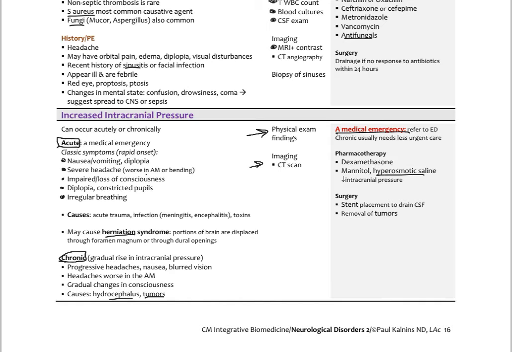hyperosmotic solutions like hyperosmotic saline or mannitol, and dexamethasone steroid. And then maybe a peritoneal shunt is placed, where we shunt the cerebrospinal fluid down into the peritoneum for drainage, and then removal of any tumors that might be blocking drainage of CSF. So that's another non-benign headache there.